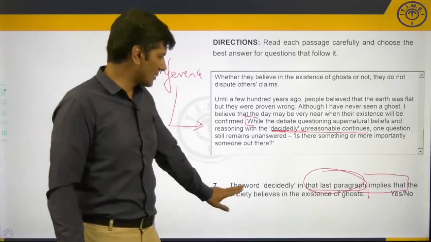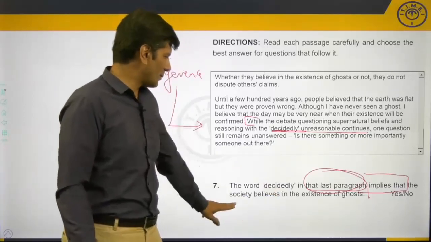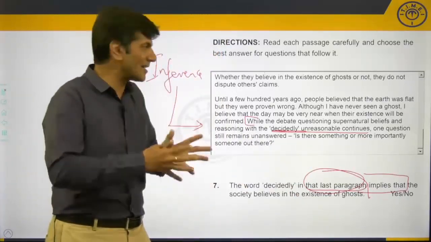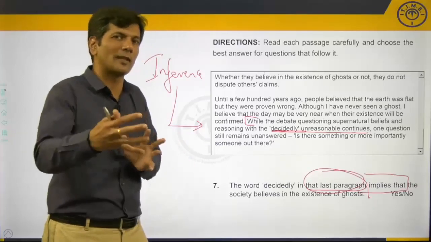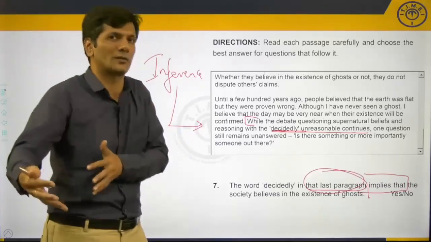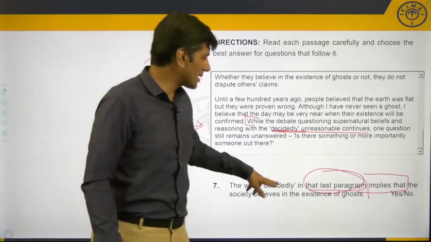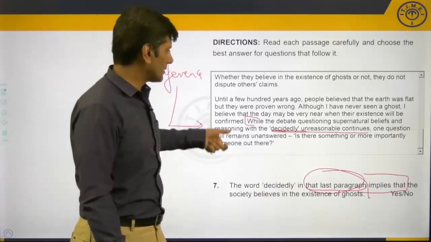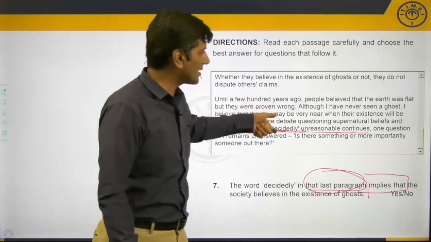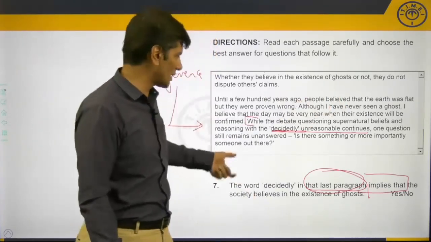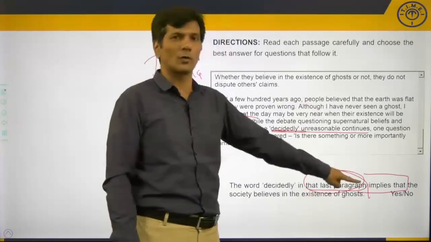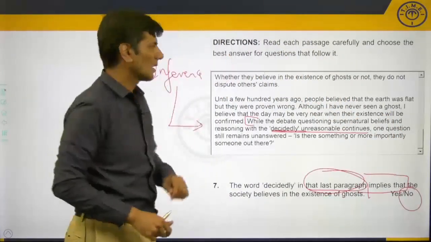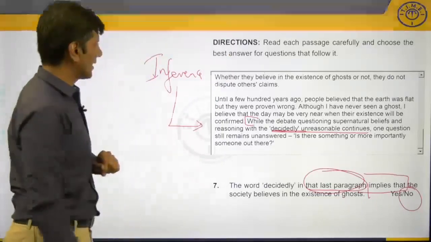The question says this word decidedly implies that the society believes in the existence of ghosts. So when you're talking of something that is decidedly unreasonable, the author is trying to imply that the unreasonable part is the belief in ghosts. So here, the word decidedly implies that the society believes in the existence of ghosts. So would that mean that the reasoning with the decidedly unreasonable continues? So would this mean that society believes in the existence of ghosts? Your answer is a straight no. Let's take a look at the next question.